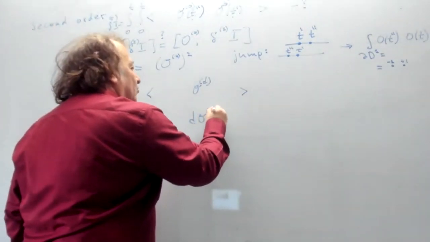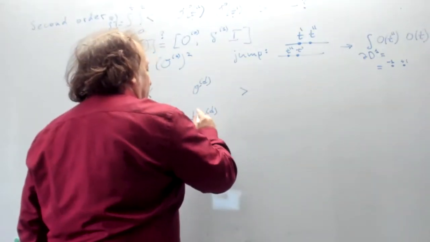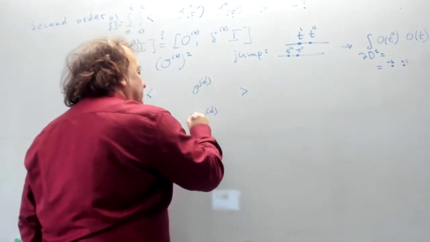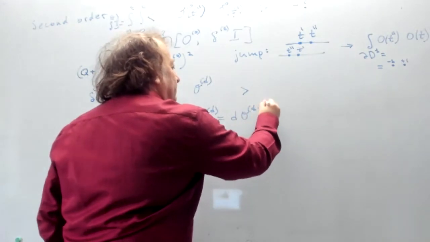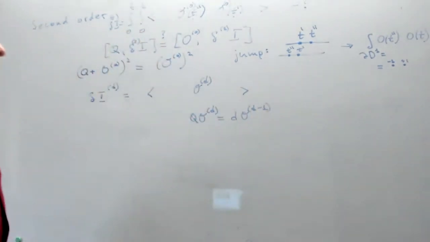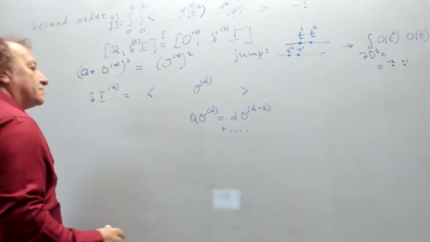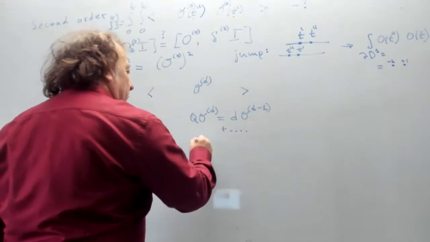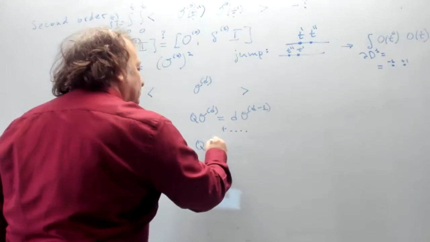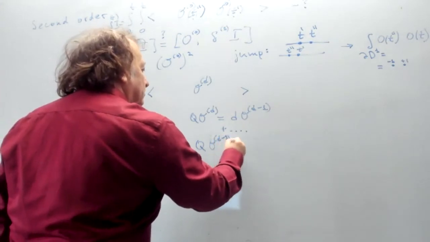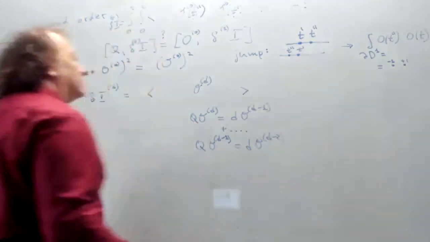Q O d is d O d minus one, plus other terms. Q O d minus one is d O d minus two, and so on.